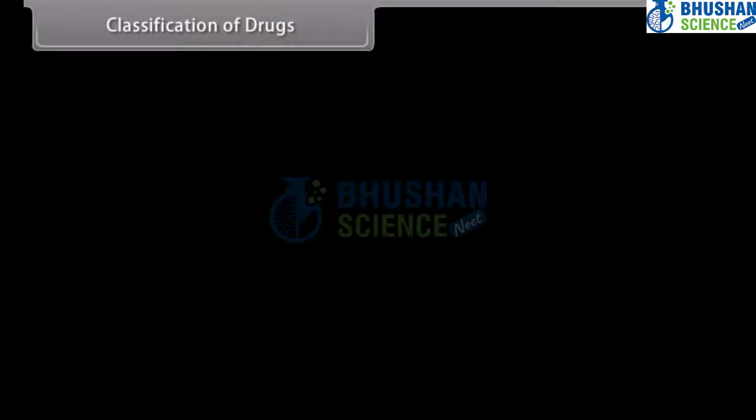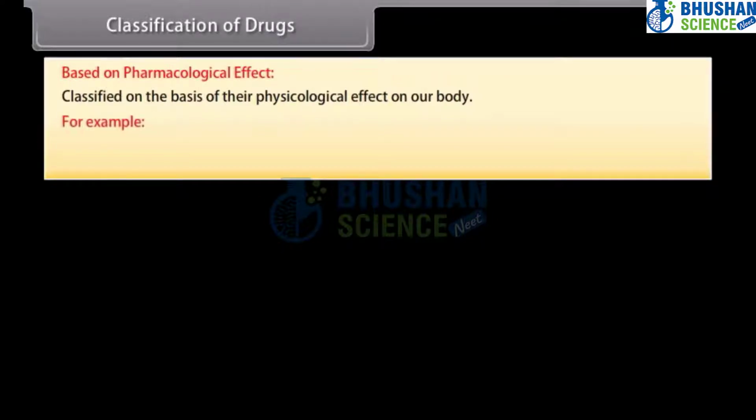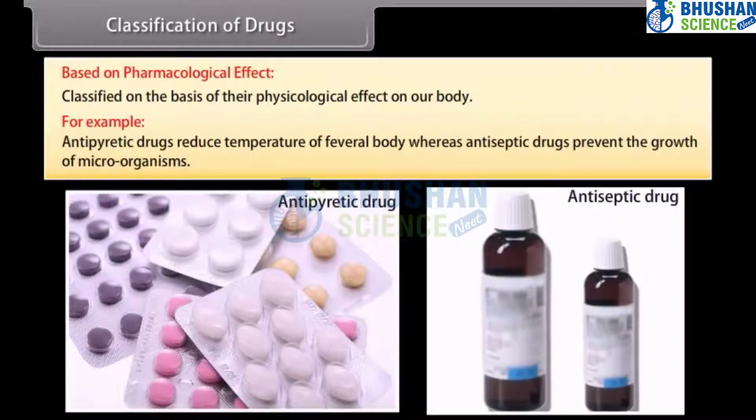Classification of drugs. Drugs can be classified in several ways. Based on pharmacological effect. Drugs are classified on the basis of their physiological effect on our body. For example, antipyretic drugs reduce temperature of febrile body, whereas antiseptic drugs prevent the growth of microorganisms.